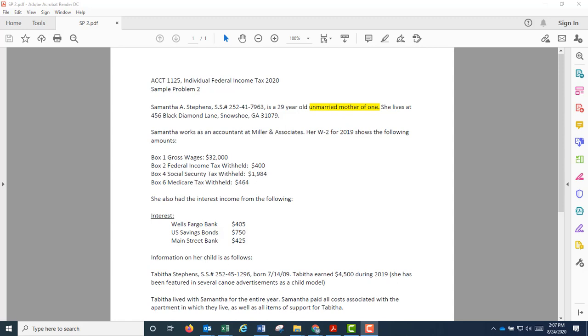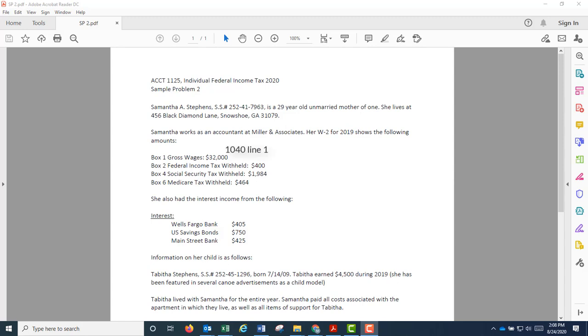The problem gives us box 1 of W2. W2, recall, is the form from the employer. And on that form, box 1 shows gross wages of $32,000. Use that to file your tax at the end of the year, the individual tax return. On line 1 of Form 1040, you would report income. So note that on here.